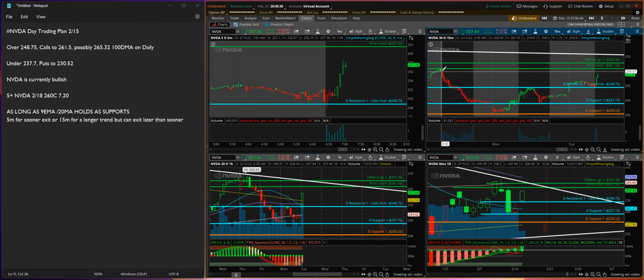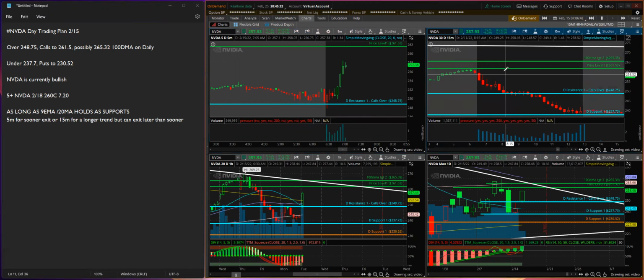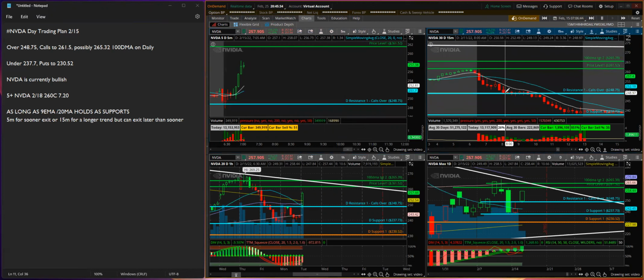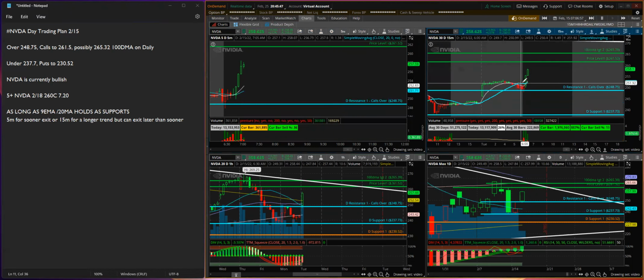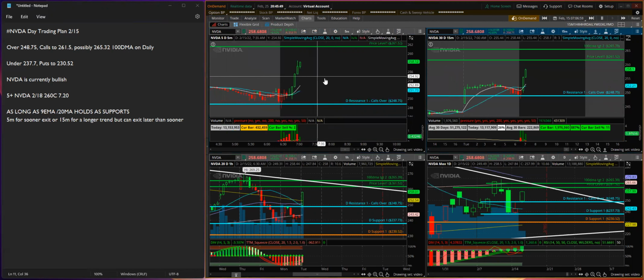You can see right here, the past couple days, from 261 to 248, we did have a straight downtrend. And that is possibly what could happen from 248 to 261. So it's a bit of a reverse trend right here that NVIDIA is making. So let's see how we go in the next few minutes.